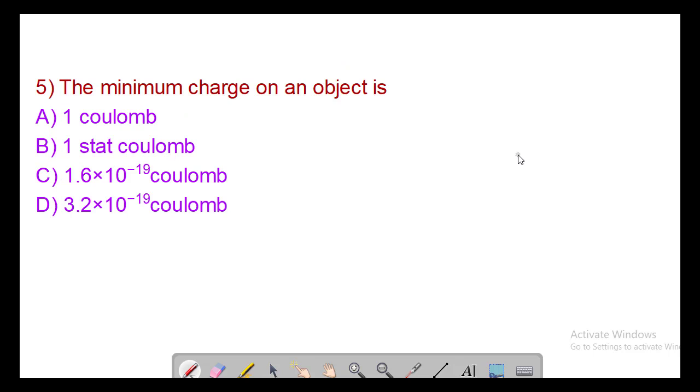Next is question number 5. The minimum charge on an object is 1 coulomb, 1 stat coulomb, 1.6 10 raised to minus 19 coulomb, 3.2 10 raised to minus 9, and so on. Now see, charge is always quantized, whether it is positive charge or negative charge. It cannot be divided, we cannot divide this value of Q. So the value of Q is 1.6 into 10 raised to minus 19 coulomb.